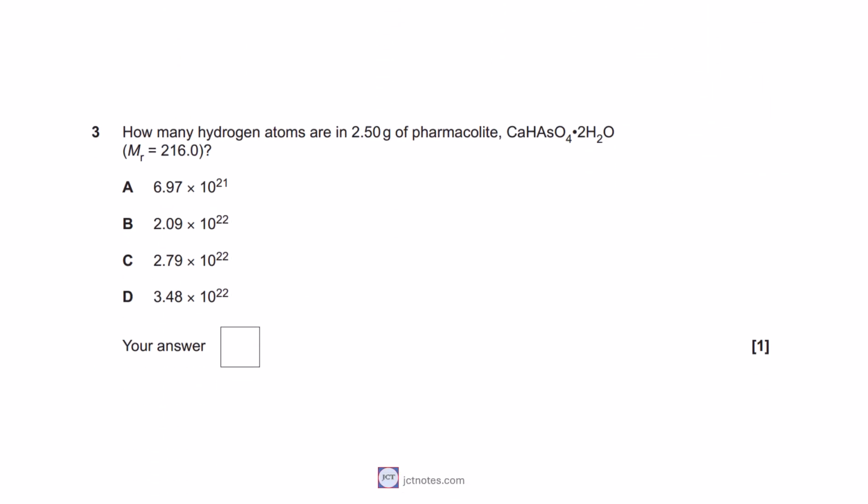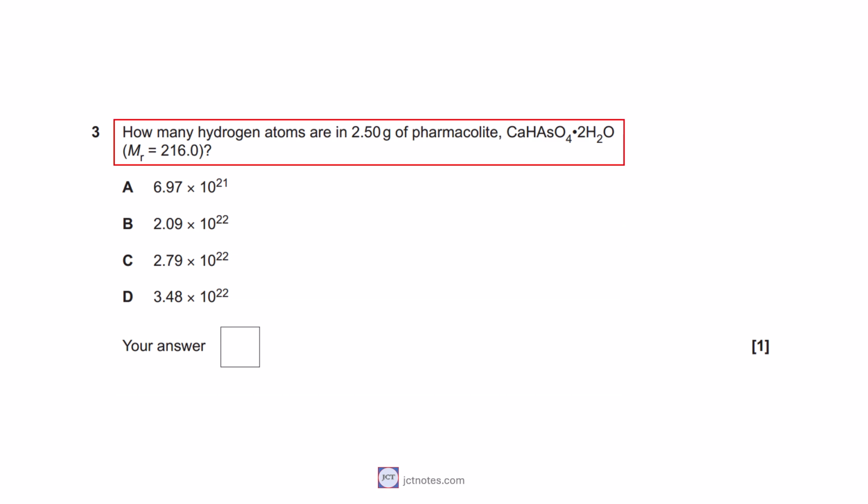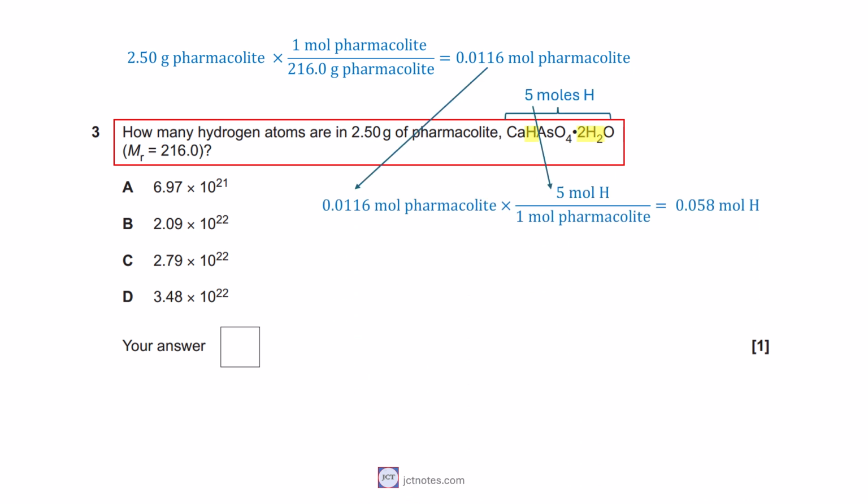In question 3, we are asked how many hydrogen atoms are in 2.50 grams of pharmacolite. We are provided with the formula, the molecular mass and the 4 possible answers. Using the molecular mass and the mass given, we can find that we have 0.0116 moles of pharmacolite. As each mole has 5 moles of hydrogen, we have 0.058 moles of hydrogen. Multiplying by the Avogadro constant, I get 3.49 by 10 to the power of 22. Considering the rounding errors, the answer is D.